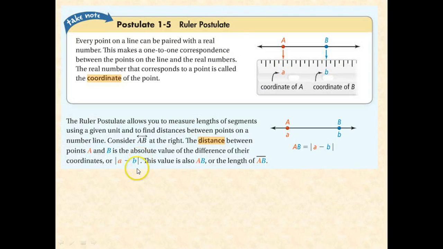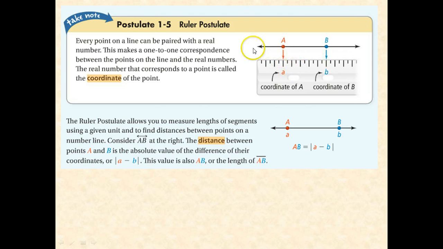So, the first thing we're going to talk about is this ruler postulate. The ruler postulate is that every point on a line, no matter where on this line it is, can be paired with a real number. This makes a one-to-one correspondence between the points on the line and the real numbers. The real number that corresponds to a point is called the coordinate of the point.